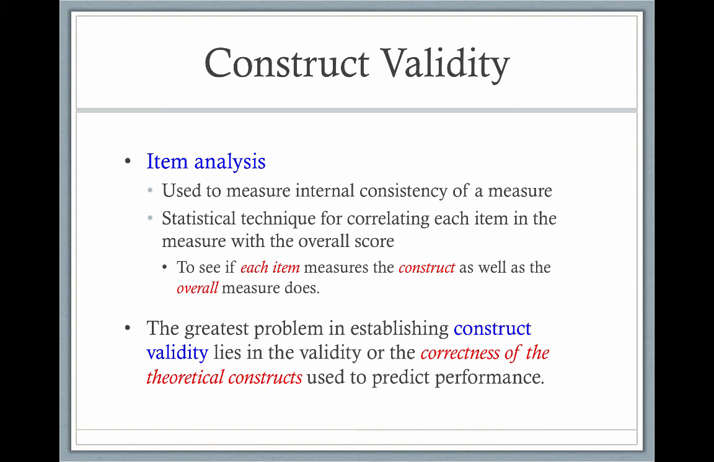An item analysis is used to measure the internal consistency of a measure. It's a statistical technique for correlating each item in the measure with the overall score to see how each item fits in with the overall measure. For example, in your midterm, if more than half the class did poorly on question 15, by looking at an item analysis, I would see that that wasn't a good question.